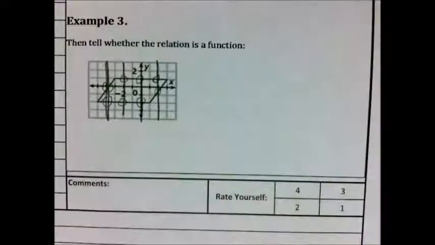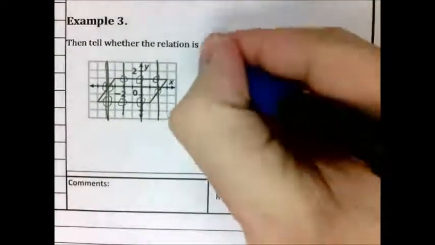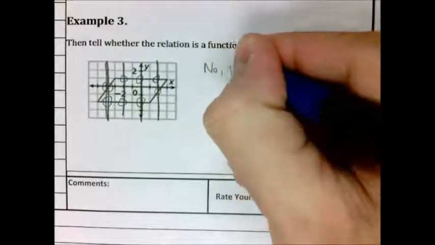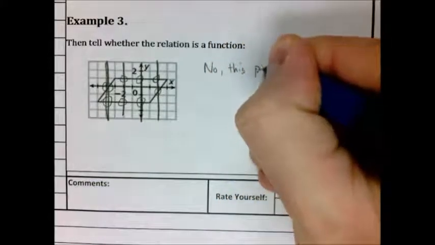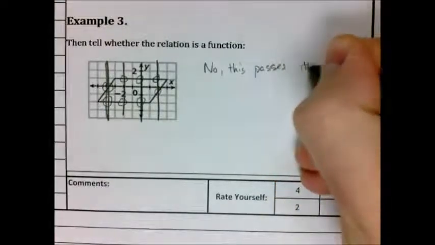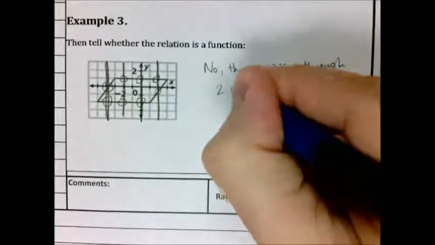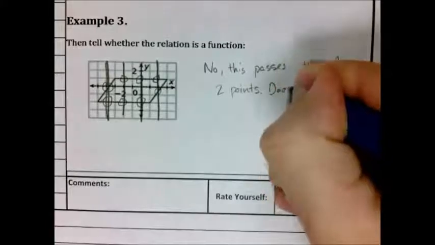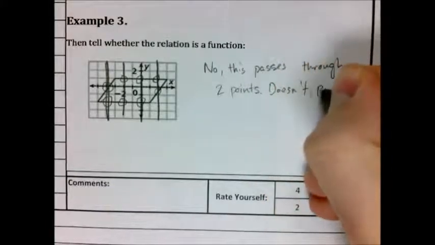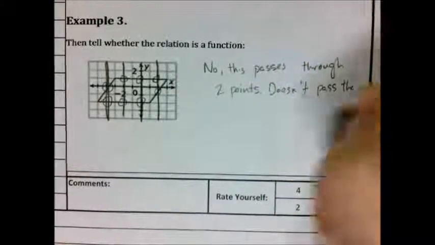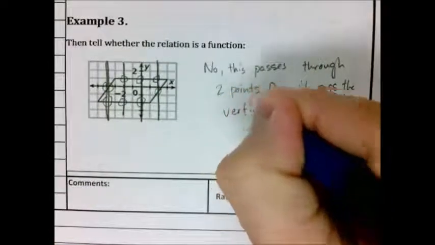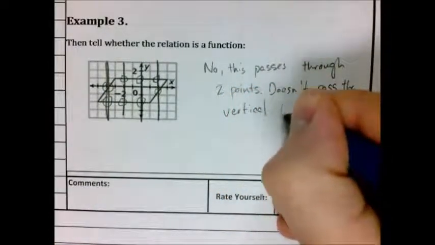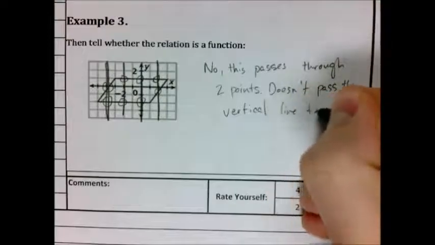So because all of our vertical line tests find that we pass through more than 1 point, this is not a function. This passes through 2 points. Does not pass the vertical line test. That is how to figure out whether a relation is a function or not.